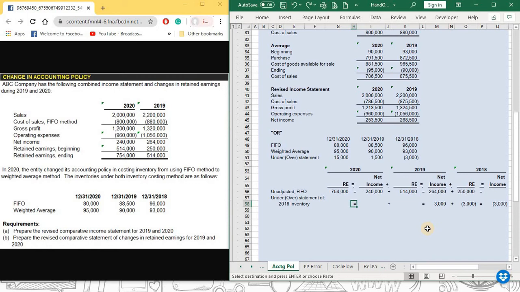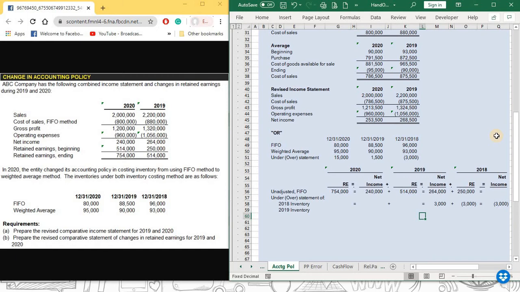And the 3,000 will also have no effect on the net income in 2020 as well as the retained earnings in 2020. Now let us proceed to the 2019 ending inventory. So this time, the ending inventory in 2019 under FIFO is understated by 1,500. Again, ending inventory is an asset because it appears in the statement of financial position. So again, the asset has a direct relationship with net income. And if the asset or the ending inventory is understated, it means that the net income in 2019 is also understated.